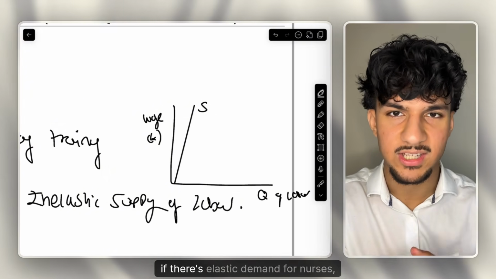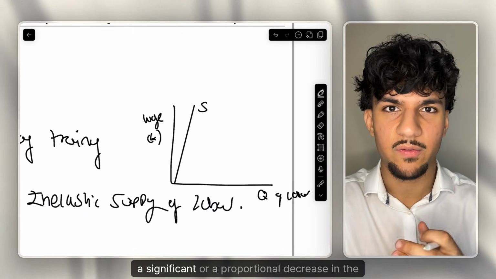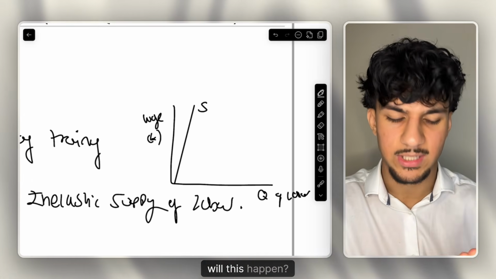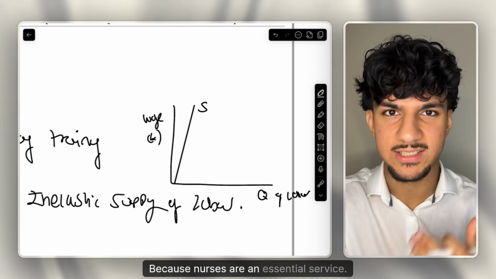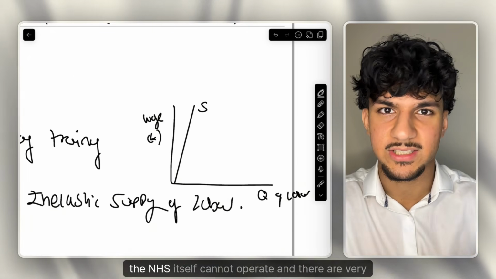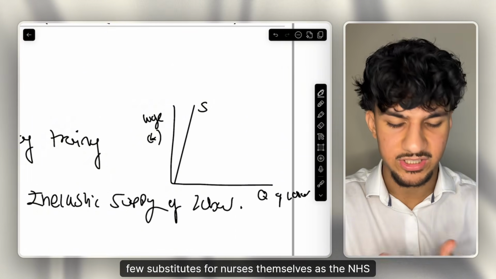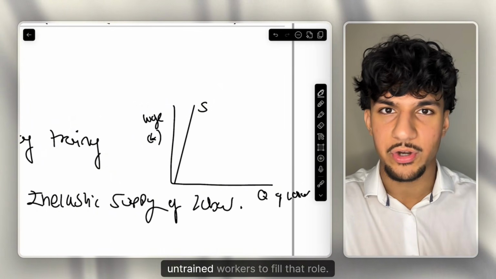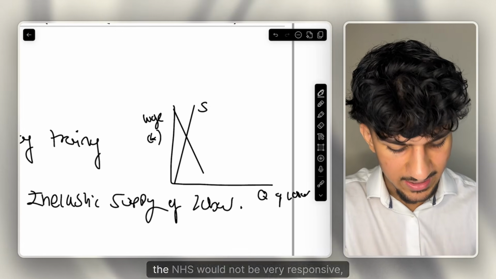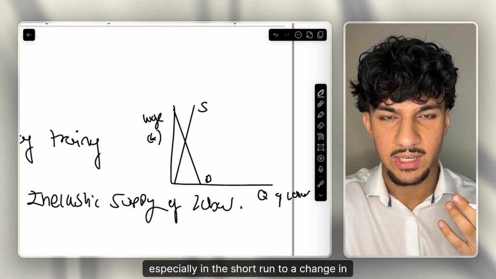So if there's elastic demand for nurses, we would expect an increase in wages will lead to a significant or a proportional decrease in the demand for nurses. However, in reality, will this happen? No, it can't happen. Why? Because nurses are an essential service. If the NHS doesn't have nurses, its hospitals, the NHS itself cannot operate. And there are very few substitutes for nurses themselves, as the NHS can't just hire untrained workers to fill that role. Therefore, that would suggest if wages did increase, the NHS would not be very responsive, especially in the short run, to a change in wages.